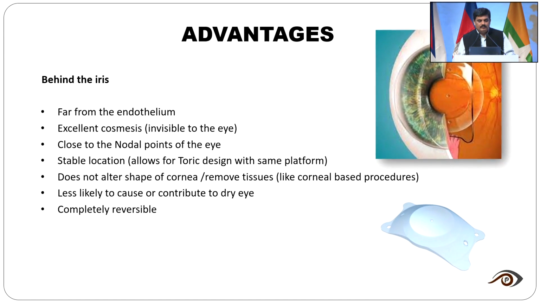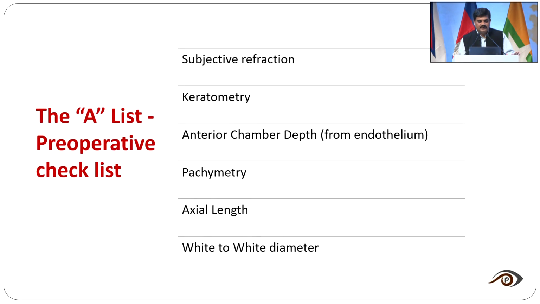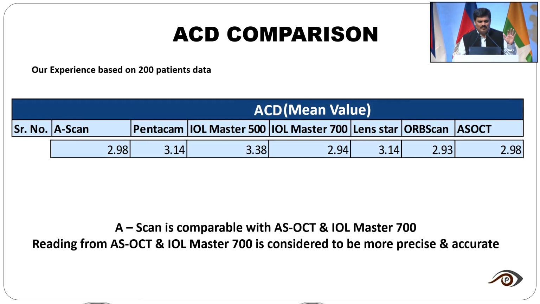So what are the advantages with these lenses? We all know it is far from the endothelium and close to the nodal point of the eye, has a stable location, does not alter the shape of the cornea, and is completely reversible. So these are the A list. Our previous speakers have already talked about how to measure ACD, but this is one point I wanted to tell.